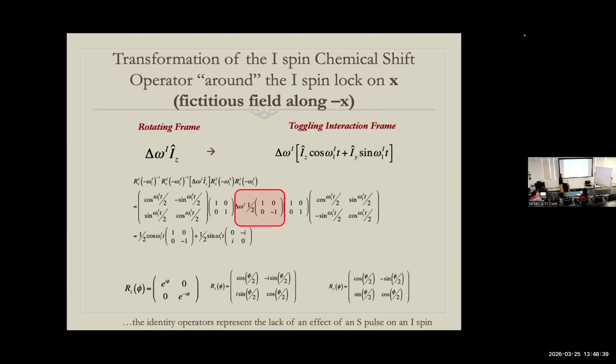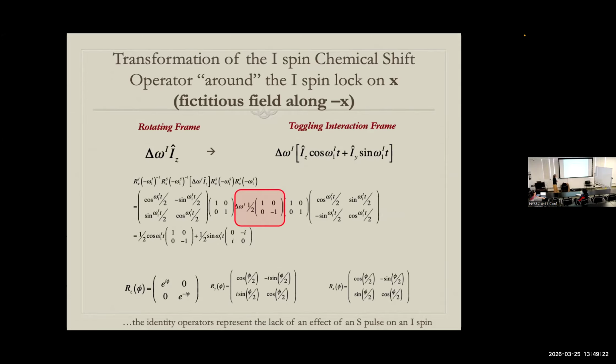And if you apply an S spin rotation, it does nothing, so you just put a unit operator to account for the S spin. Then you rotate around minus X for the fictitious field, with the argument of these sinusoids being the omega 1 for the I rotation. That is an X or minus X type rotation. You compute all that out, it's pretty simple, and you'll get this expression.